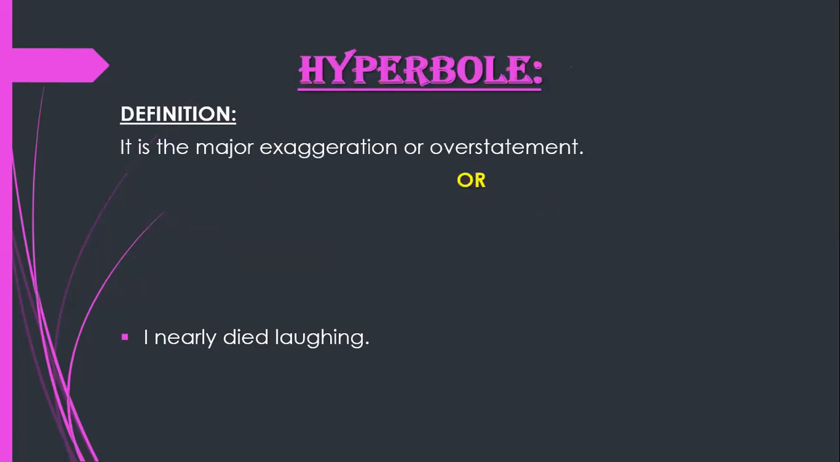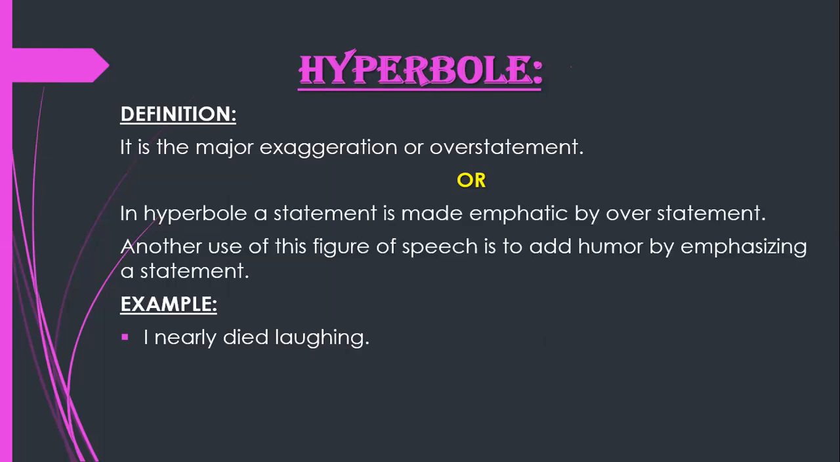Then we have hyperbole. Hyperbole, what does it mean? It is a major exaggeration or overstatement. Sometimes we say something more as compared to the thing which has actually been done. Or in hyperbole, a statement is made emphatic by overstatement. Another use of this figure of speech is to add humor by emphasizing a statement.